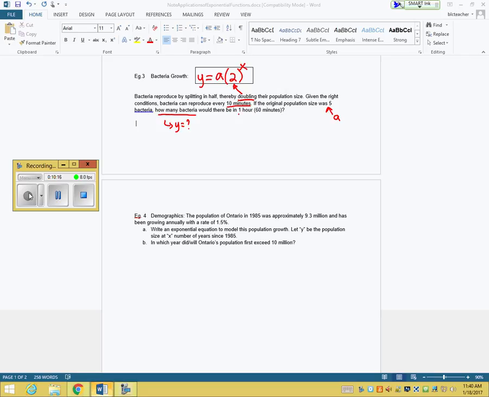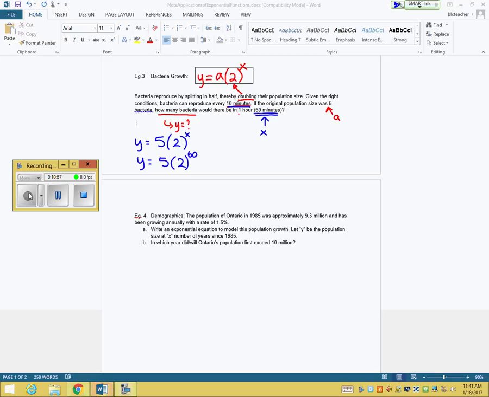Now, since they reproduce every 10 minutes, we need to use the 60-minute value. You have to use the same units in your equation. So we've got y equals, our A value is 5. You start with 5 bacteria. It doubles, so we need a 2, to the exponent of x. And the question is, what is y after 60 minutes? 60 minutes is your time. So in this case, x. So y equals 5, 2 to the power of 60.